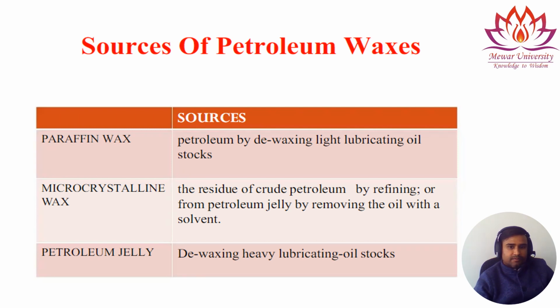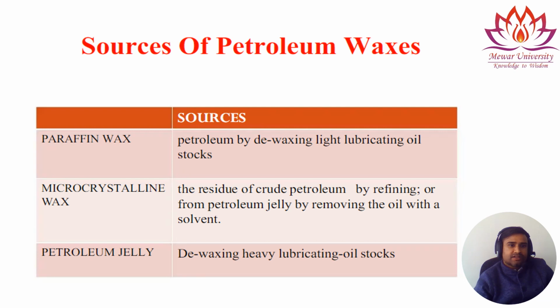Now we will talk about the sources of the petroleum waxes. That means where these different classified waxes are coming from. The source of paraffin wax is petroleum, by dewaxing light lubricating stocks. In the light lubricating stocks there is a presence of wax, so we dewax it. We remove the wax from the lubricating oil, and that is paraffin wax.